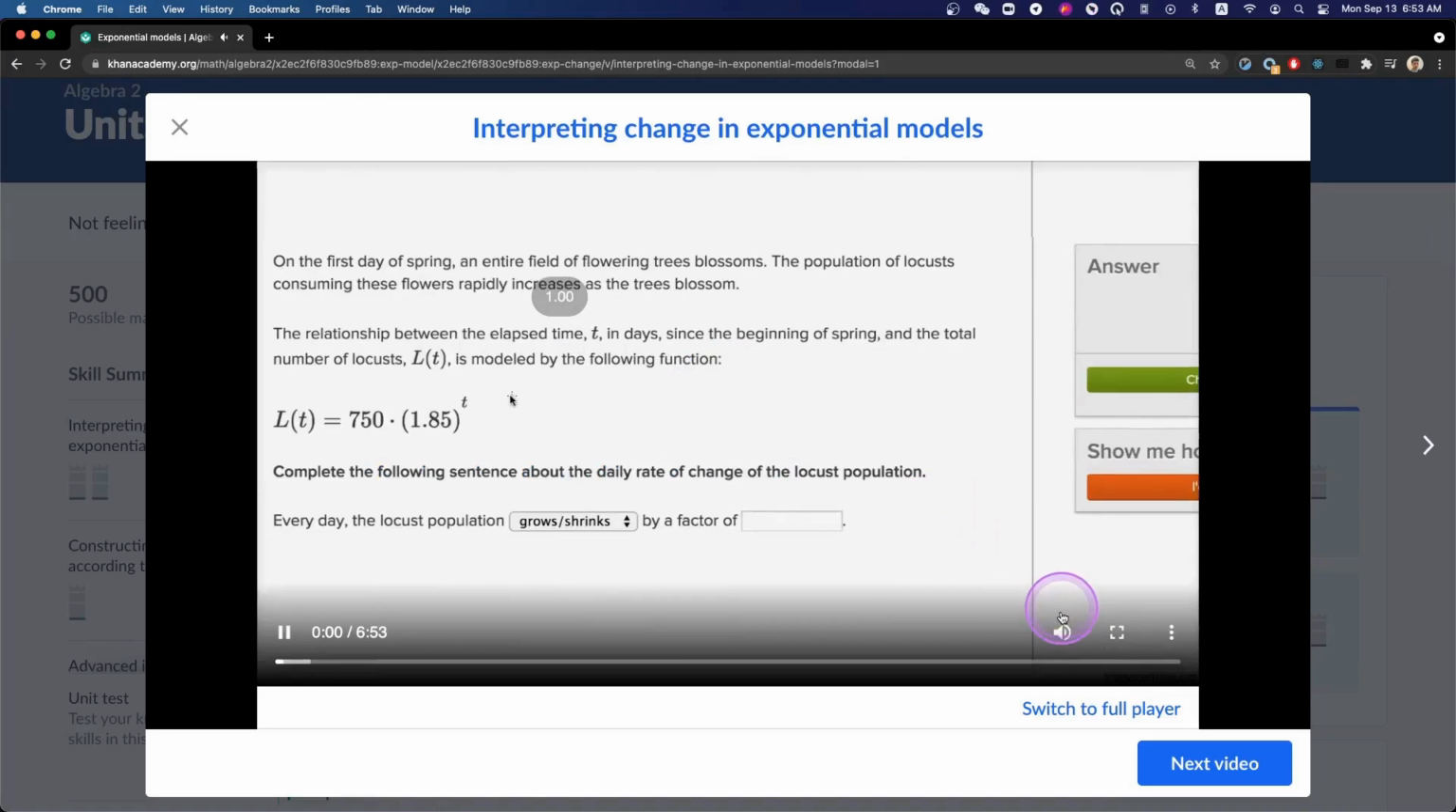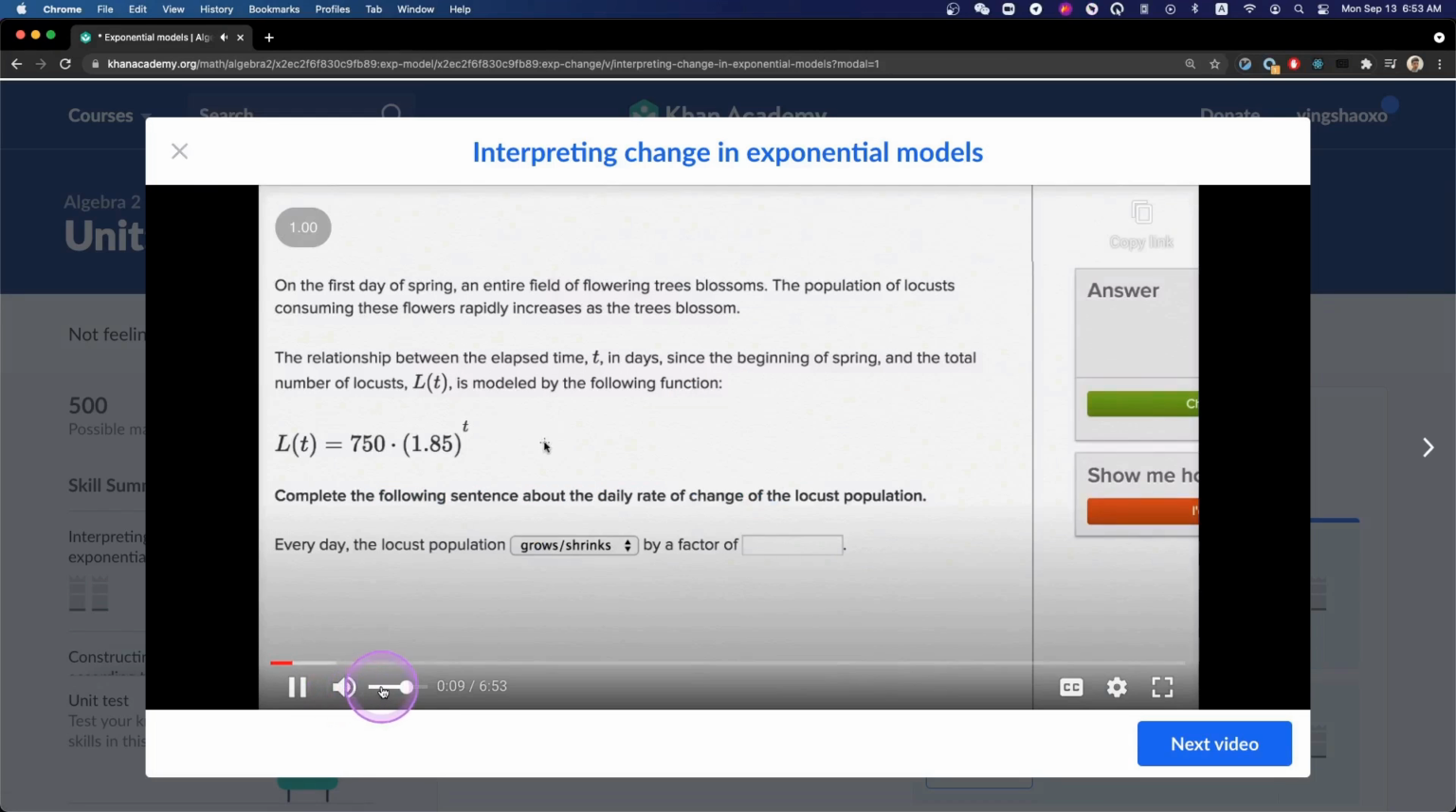So I've taken some screenshots of the Khan Academy interpreting rate of change for exponential models in terms of change. Maybe they're going to change the title. It seems a little bit too long. But anyway, let's actually just tackle these together.